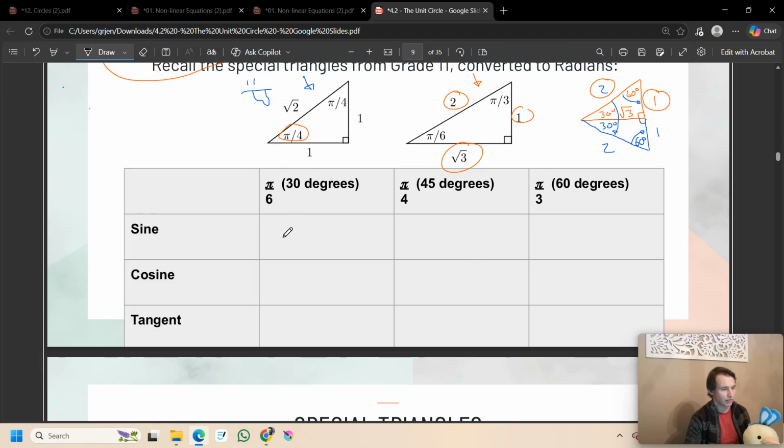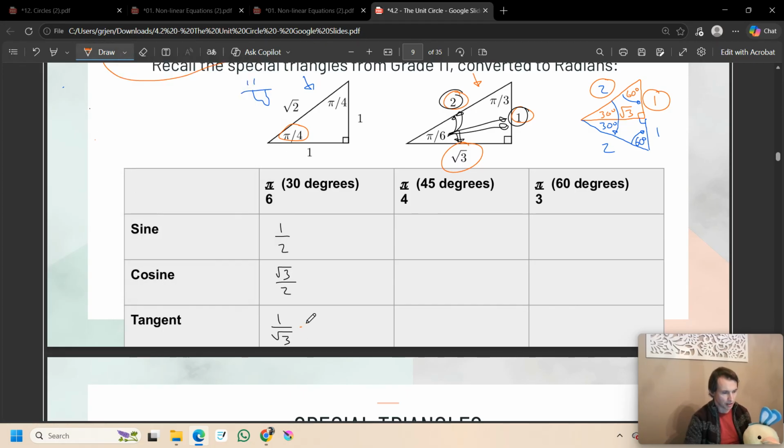Okay, so what is the sine of 30? Well, the sine of 30 is 1/2. Why? Because it's a ratio of 1 to 2, opposite to hypotenuse. That's for the pi on 6 angle. For cosine, it's adjacent to hypotenuse, so it's root 3 on 2. And tangent is opposite over adjacent. So it's 1 over root 3.